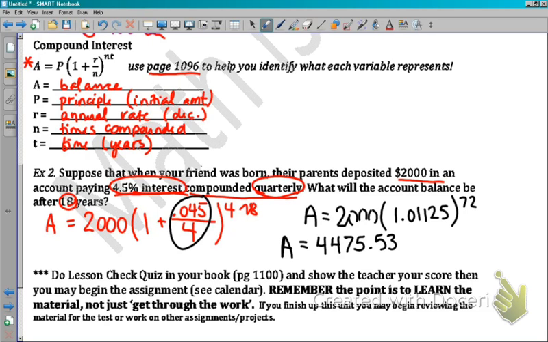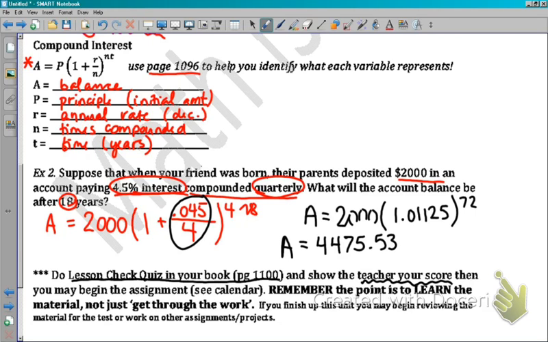So that would be a pretty good deal for not having to really do anything, double your money. Okay, what I want you to do is use this note sheet, and I want you to do the lesson check quiz, which is in your book. If you turn to page 1100, you'll see where it is. There's like 5 questions, and they're multiple choice, and you just tap on them, and then at the end it's going to show you your score. I want to see that score.